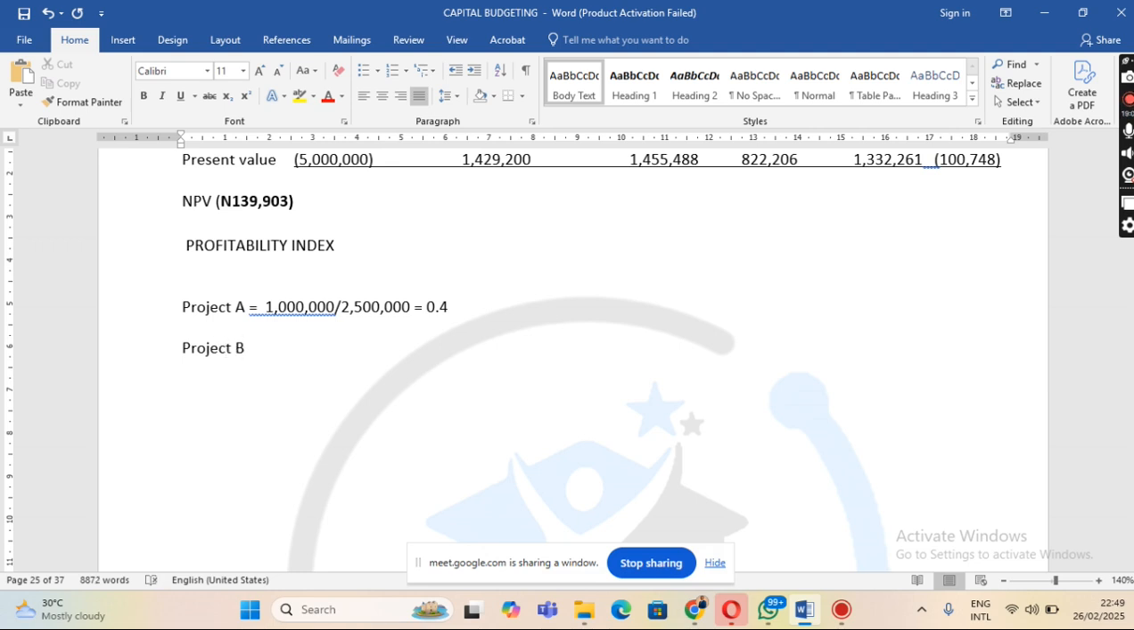Project B. What do we have for project B? The NPV is 1,550,000 divided by the initial outlay of 2,200,000. So what is the profitability index? 0.7. So this is the B part of this question, all of question 2. 0.7.